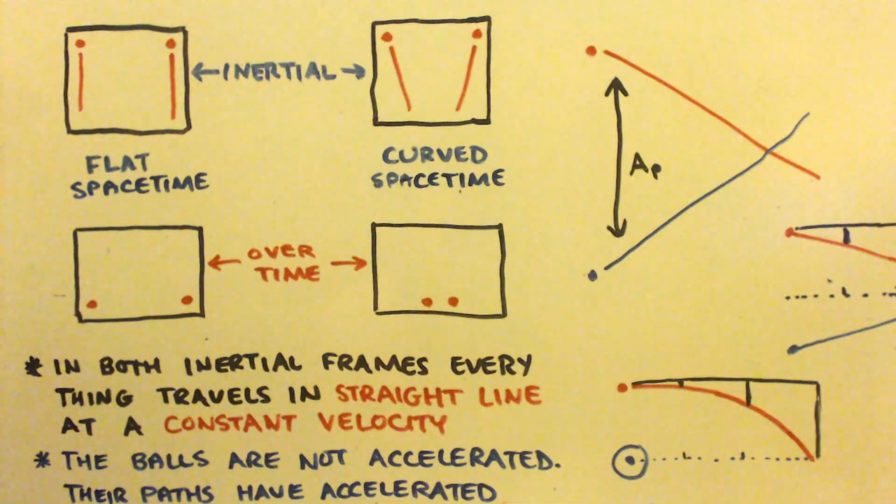You have two types of acceleration, one where their paths are accelerated and one where the objects are actually accelerated. If they're actually accelerated by force, then yeah, they're in an accelerated frame of reference. But if it's just a happenstance, a coincidence, you know what I mean, the two paths accelerate towards one another, it doesn't mean that the balls or objects are accelerated or in an accelerated frame of reference. They're still in an inertial frame of reference. Right? Just like over here.